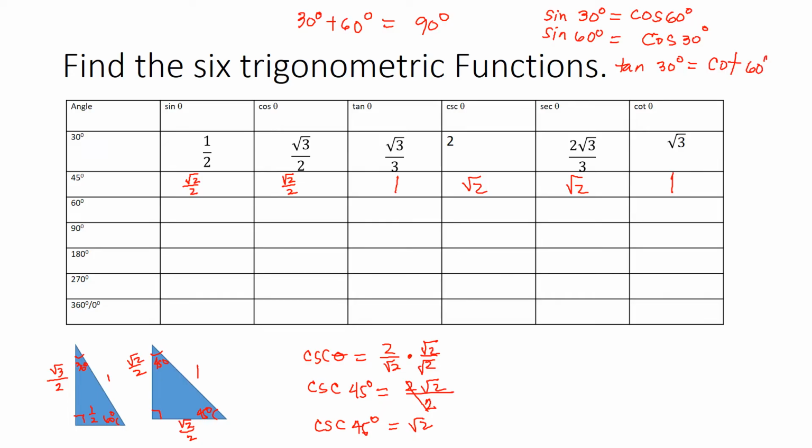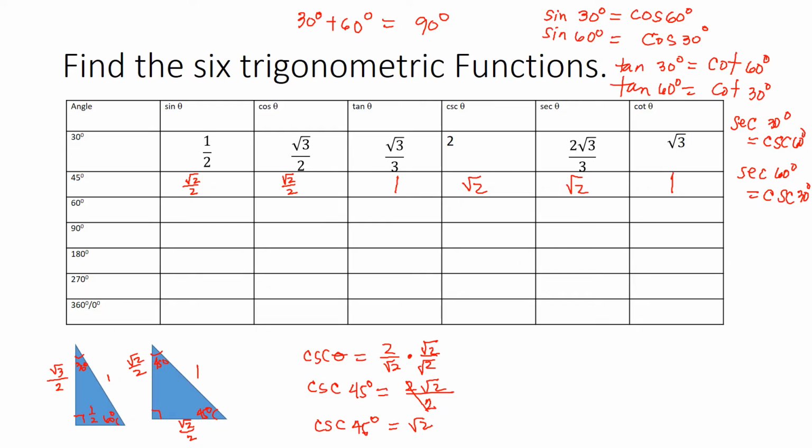And vice versa. So if we have tangent 60 degrees, that means we have cotangent 30 degrees, with the same value. Another cofunction here is the secant 30 degrees, that's equal to the cosecant 60 degrees, and secant 60 degrees, that's equal to the cosecant 30 degrees. So those are the cofunctions.